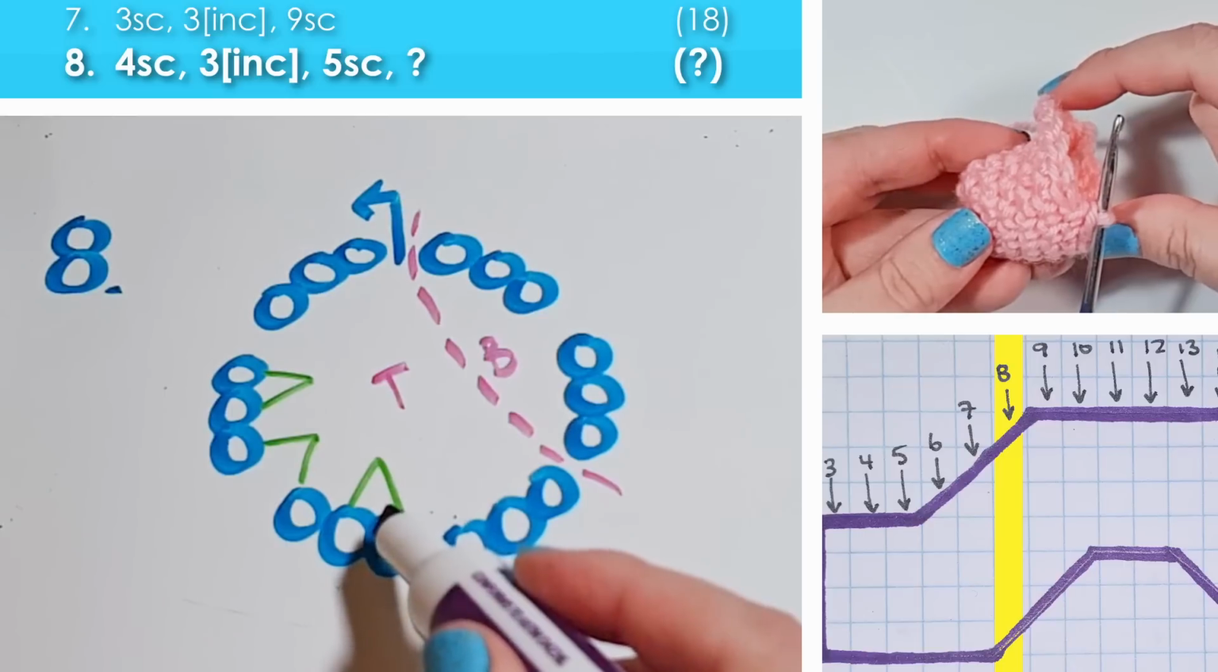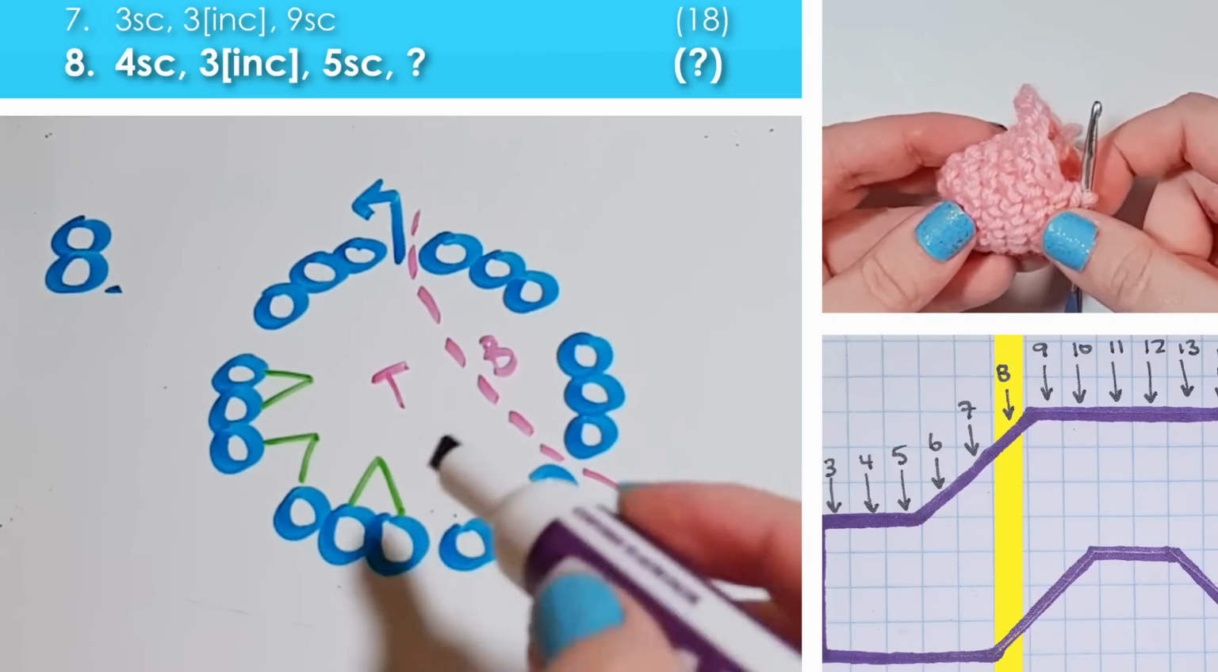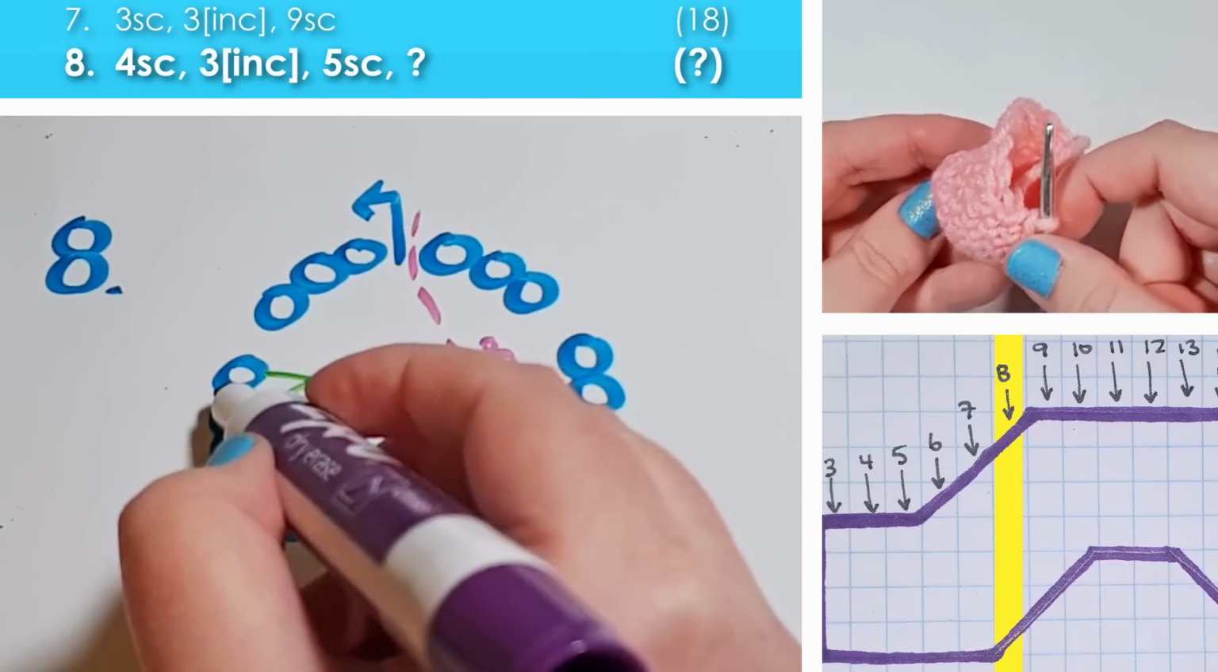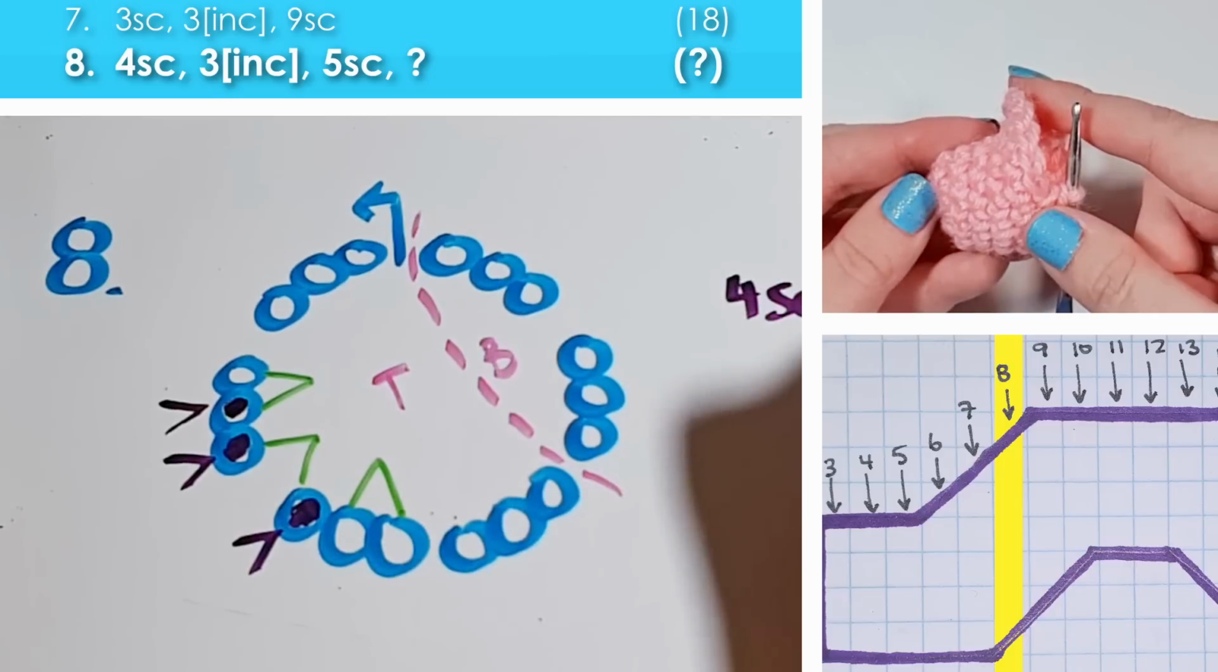So the top half is more familiar to us this time, so we'll start there. It's doing the same thing as the previous 2 rounds, so we just need to center 3 increases in the top section. And they fit nicely with 4 single crochet on one side and 5 single crochet on the other.